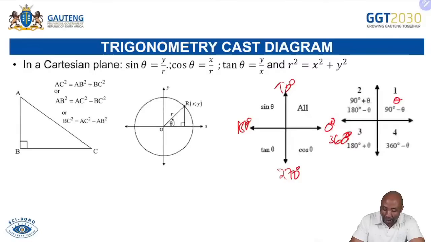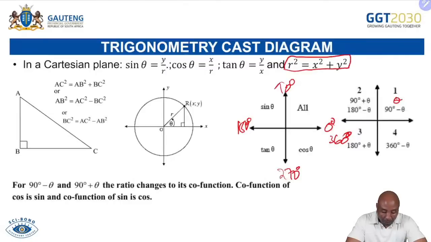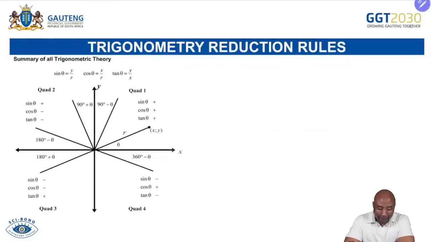In the second quadrant, it's 90 plus theta, or 180 minus theta. Third quadrant, 180 plus theta. And in the fourth quadrant, we use 360 minus. I avoid 270. It's a cofunction, and we all know, right? Our Pythagoras theorem there. Moving forward, we know that with 90 minus theta and 90 plus theta, our ratios change and we call them cofunctions. Now, our reduction rules in our CAST diagram.